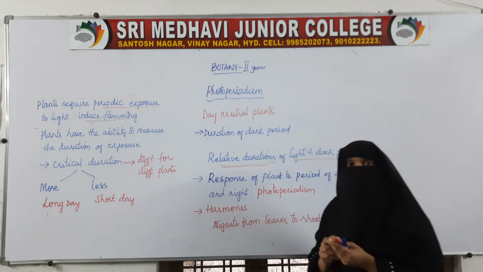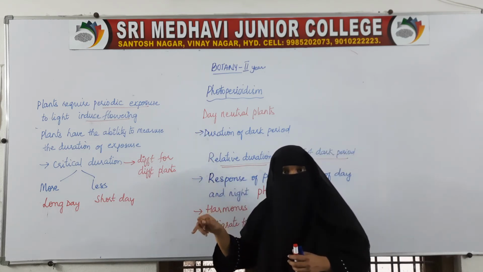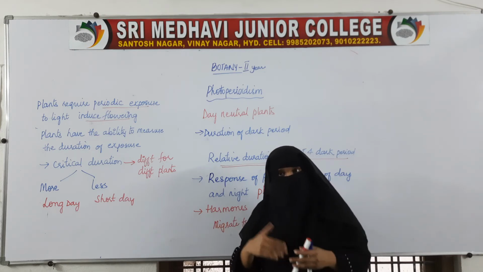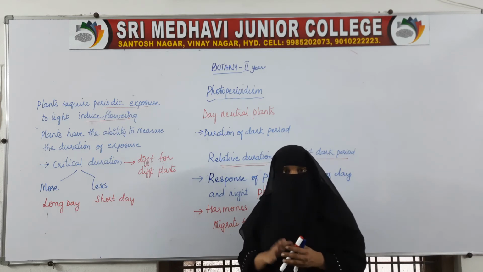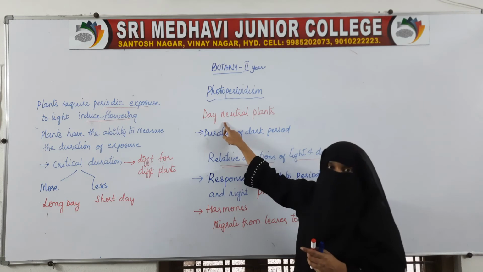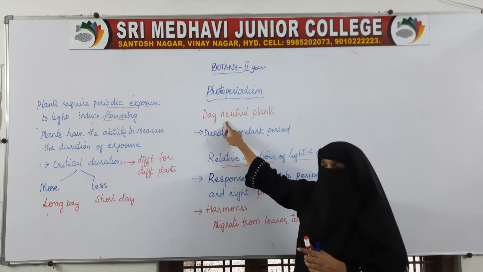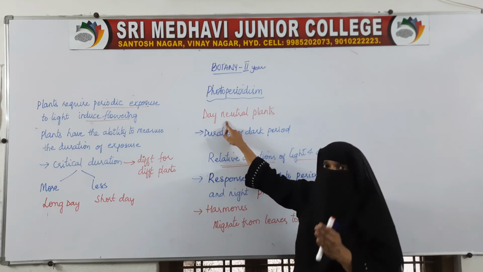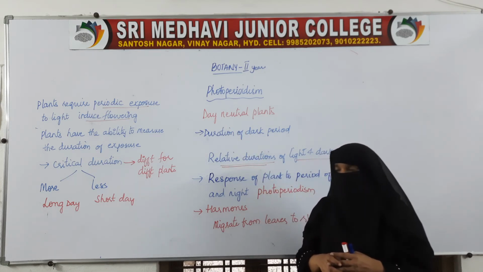But there are some plants which do not depend on the duration of light or darkness. If it is more, it is not problematic for them. If it is less, it is not problematic for them. Such plants which do not depend on the duration of night and day are called day neutral plants. They do not depend on the amount of light or darkness to which they are exposed.